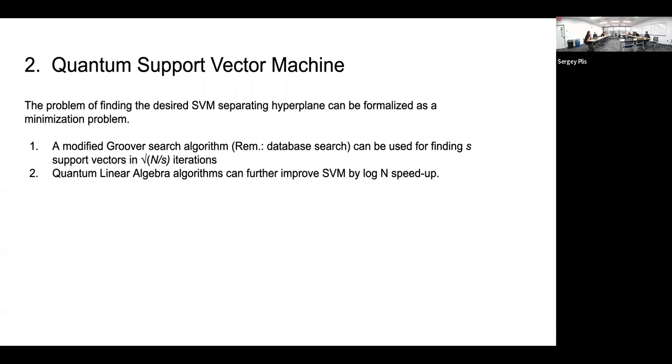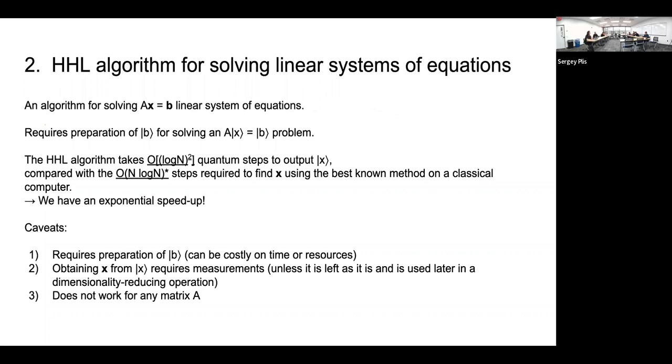First of them is a method for search in a n-size database that can be performed in a square root time compared to the classic algorithms. And if you want to find S entries in the database, you can perform it in a square root of n divided by S time or variations. So that's one approach to enhance support vector machines. Another approach is that support vector machines heavily rely on linear algebra and many quantum algorithms for linear algebra provide exponential speed up, like the HHL algorithm that I used here.